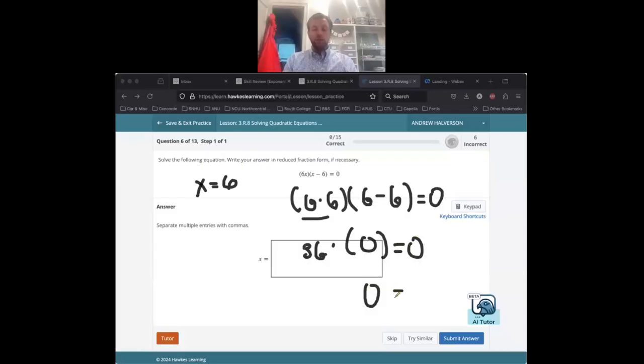Is that a true statement? Yes. Also true. So yes, x equals 6 is also a solution. So it's the same process for checking your solutions. It's just that now you have two solutions that you have to check instead of just one. Questions?